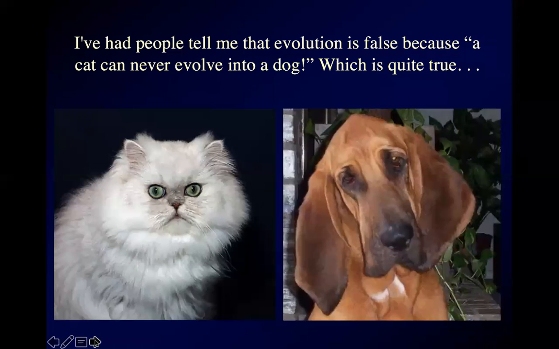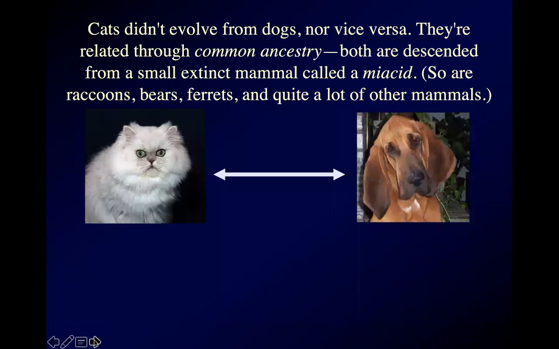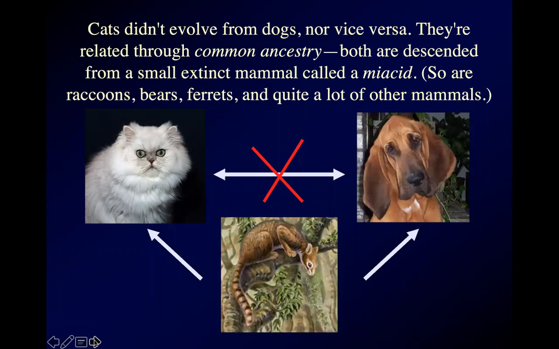I've had people tell me before that cats can't evolve into dogs, and therefore evolution's false. That does happen to be quite true. Cats have not evolved into dogs and probably never will, but that's not the claim. Cats didn't evolve from dogs. Dogs did not evolve from cats. Cats and dogs are related through common ancestry because they're both descended from some small mammals running around approximately 40 odd million years ago called miacids. That's a reconstruction of what a miacid would have looked like.